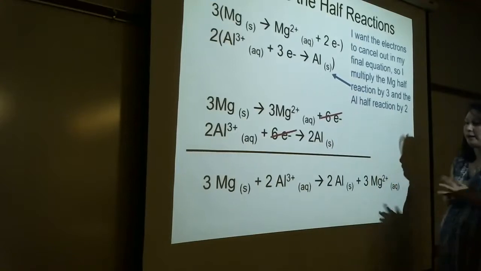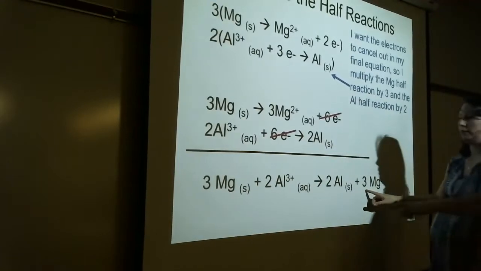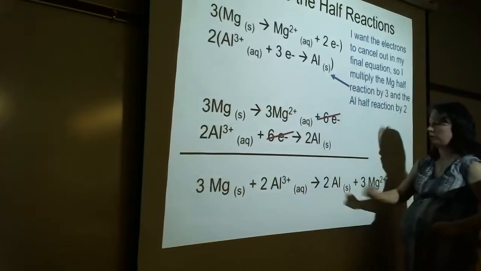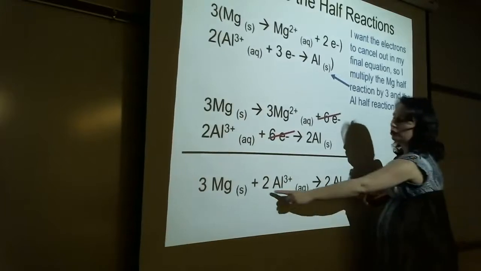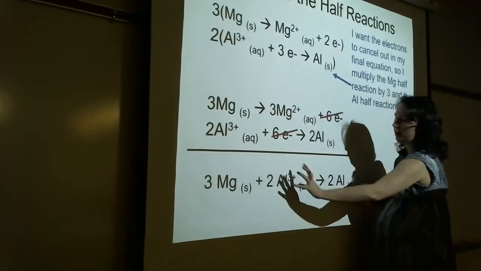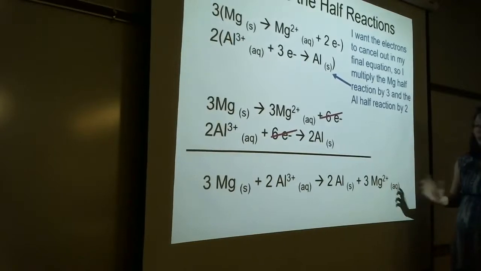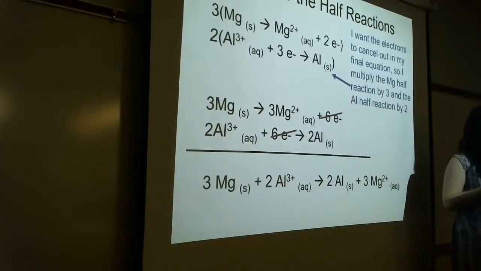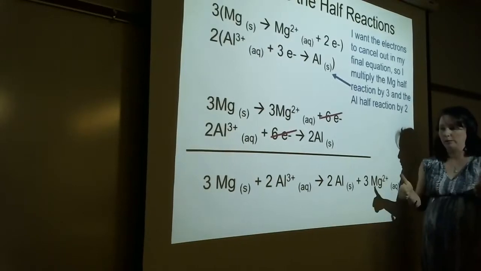So when I add, I want to make sure that I haven't messed anything up. 3 magnesium, 2 aluminum, 2 aluminum. We also want to make sure I'm still balanced for charge. 2 times +3 is +6 on the reactant side. 3 times +2 is +6 on the product side. So I'm balanced in terms of atoms, and I'm balanced in terms of charge, so I am good.